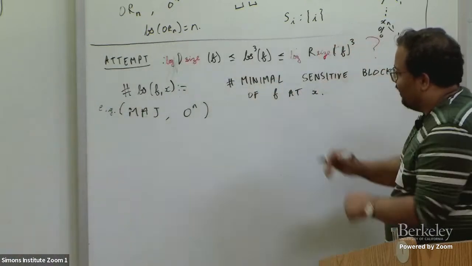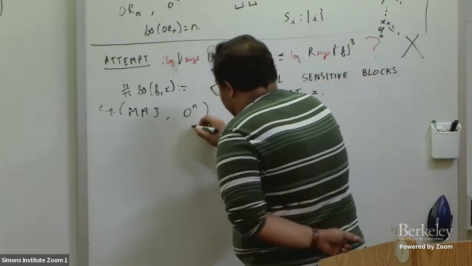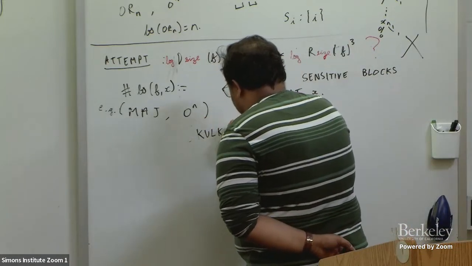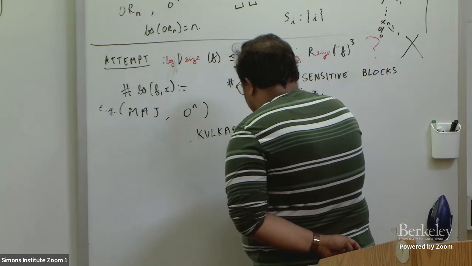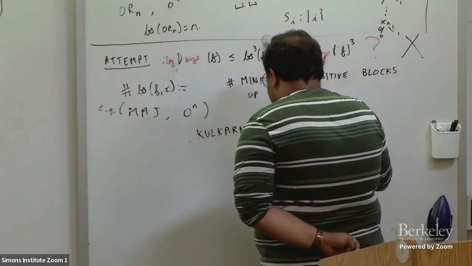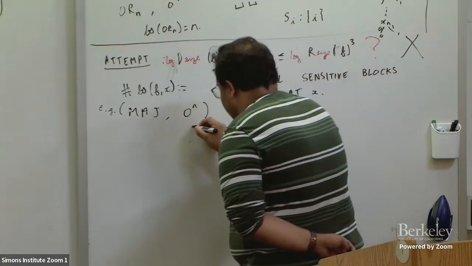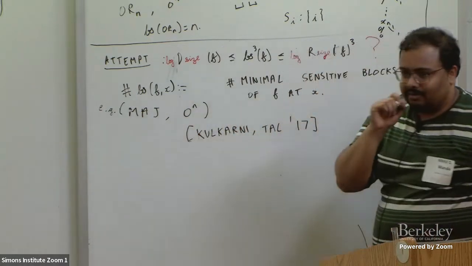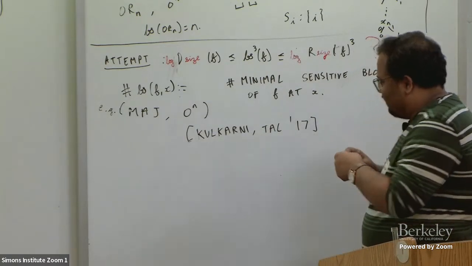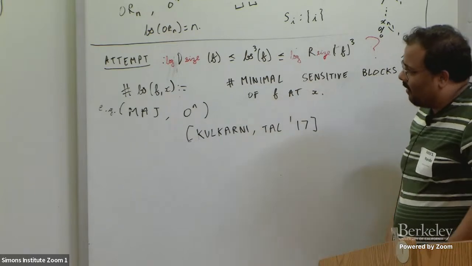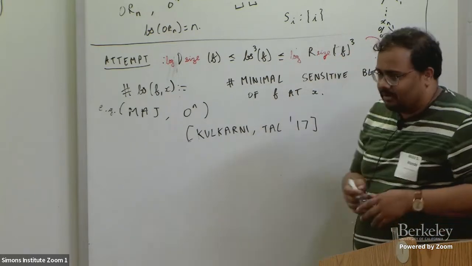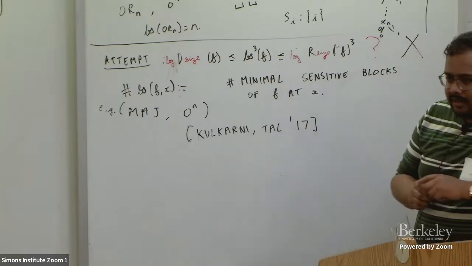So shortly after we defined this, we realized that this has actually been defined earlier. The earliest we could trace it was to a work of Kulkarni and Tal in 2016 or 17. And this was defined in a similar context, but not quite the same, where they were looking at fractional versions of block sensitivity and certificate complexity and other combinatorial measures.